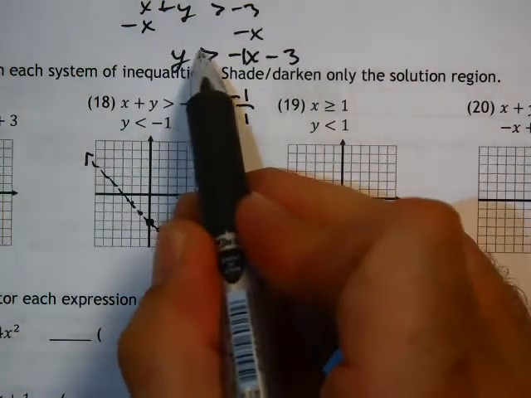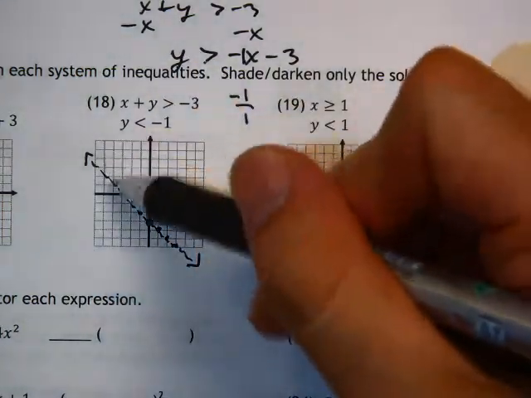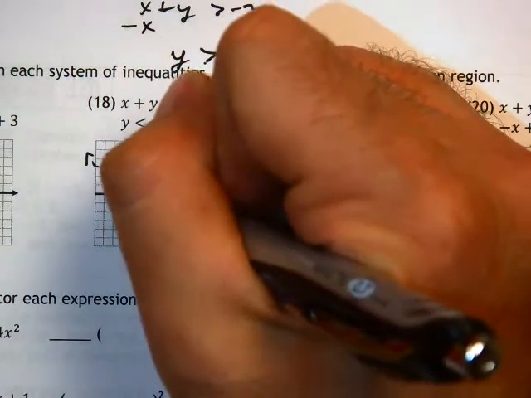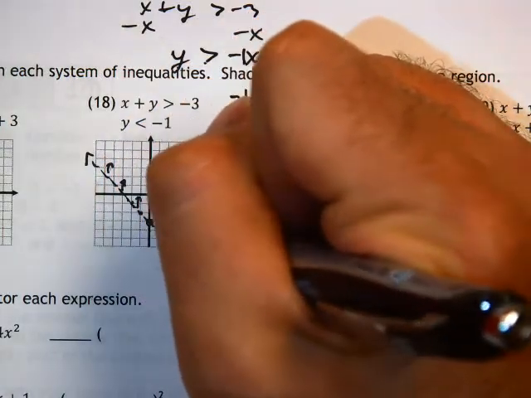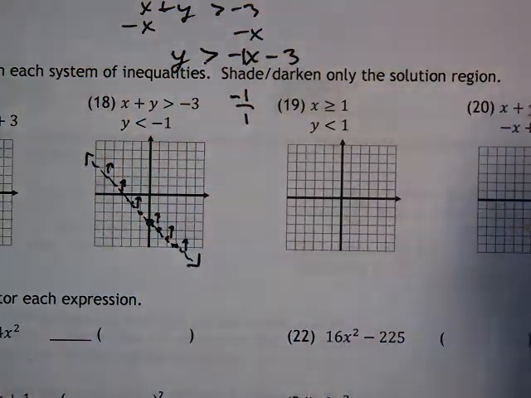And this is greater than, so the shading would actually be above this line. I'm going to put little arrows to show the solution will be above this line.